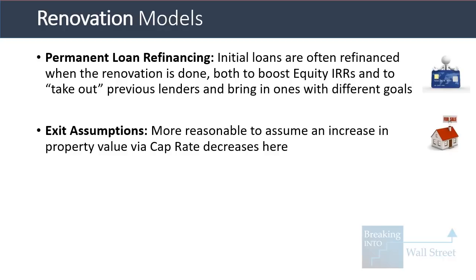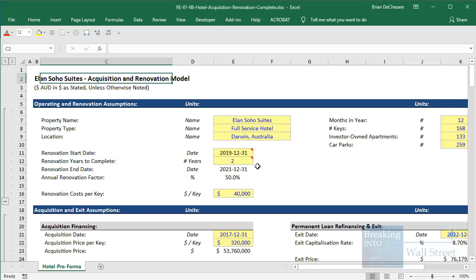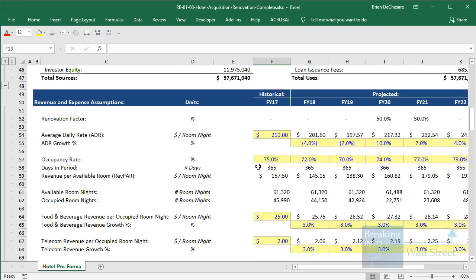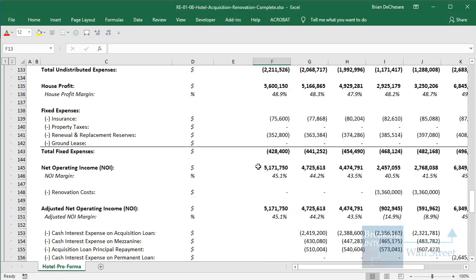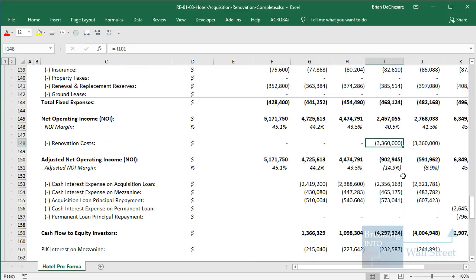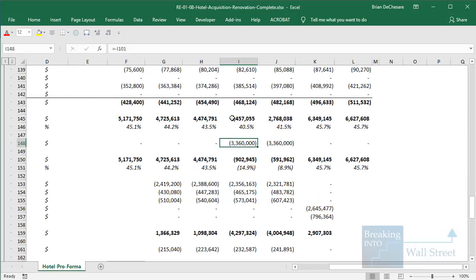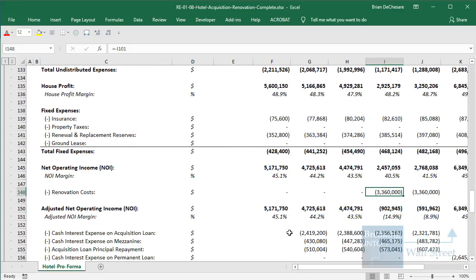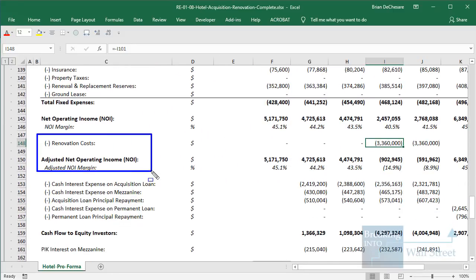To show you a quick example, in a hotel renovation model that we have here, we have assumed for the renovation costs here, we acquire this hotel and then we spend a bunch of money to renovate it in years 3 and 4 of the model. This is for a hotel property in Australia. Those renovation costs directly reduce our adjusted net operating income and also our cash flow to equity. So those are the renovation costs.